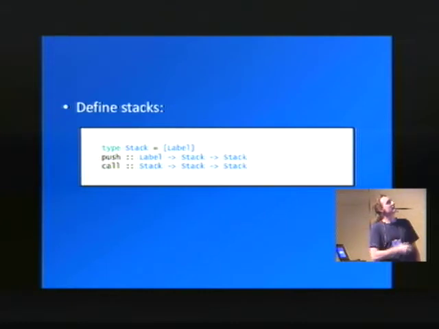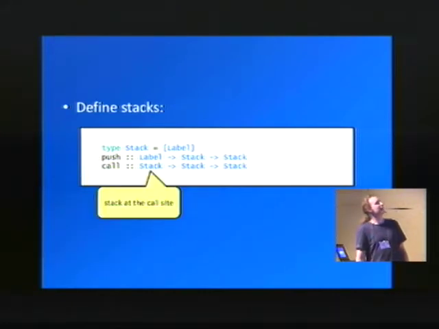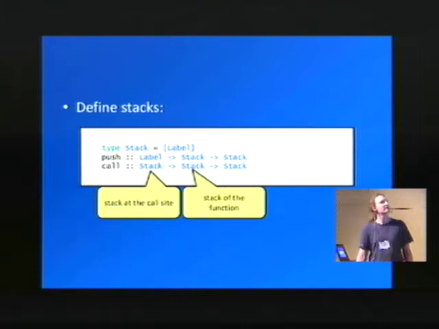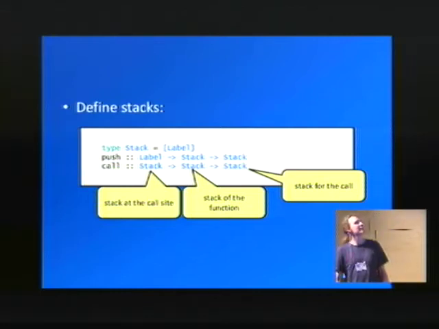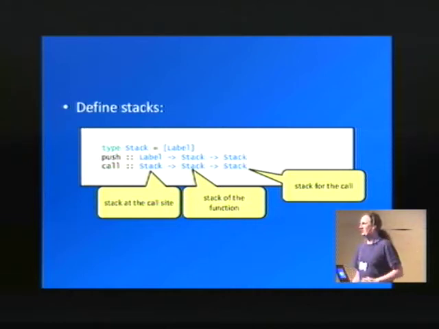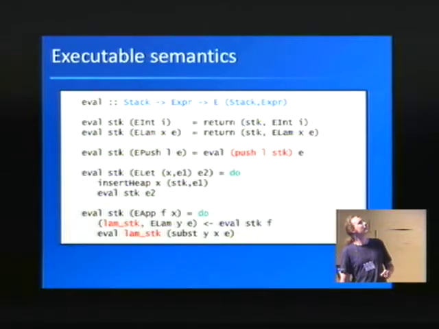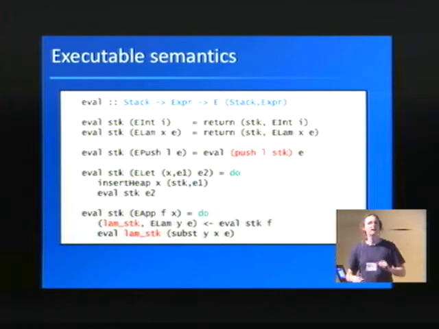And you can make a function call. So a function call takes the stack at the call site, the stack of the function, and returns the stack you should use for making the function call. So I'm not going to give you the definitions of these things, because that's what it all hinges on, basically. What definition do you choose for these things? And there are various choices. But the semantics, independent of the definitions of push and call, are very straightforward. So this is based on a standard lazy evaluation semantics. So I've written it out in Haskell here so you can hopefully understand it.